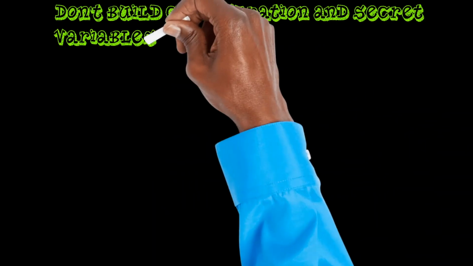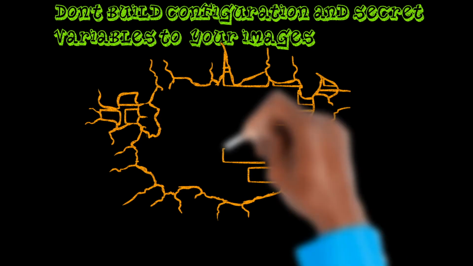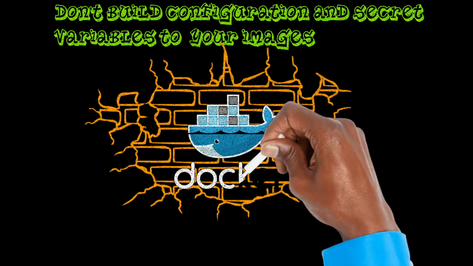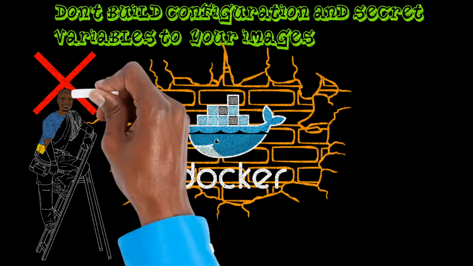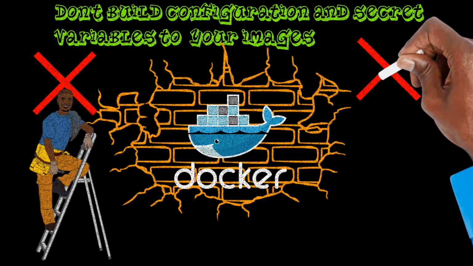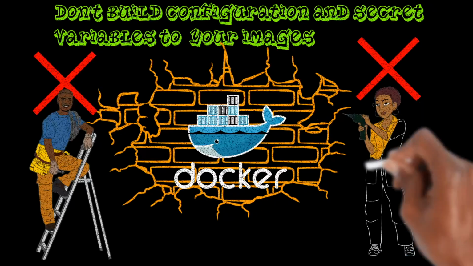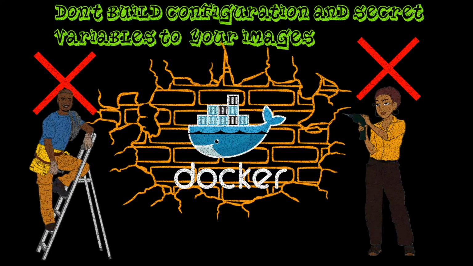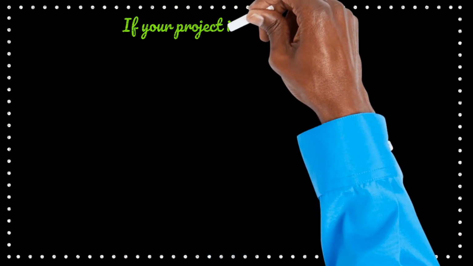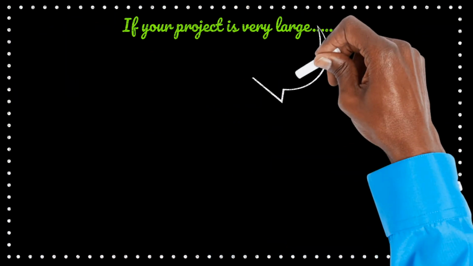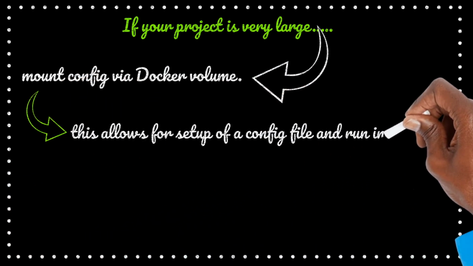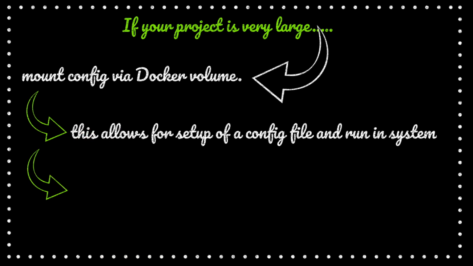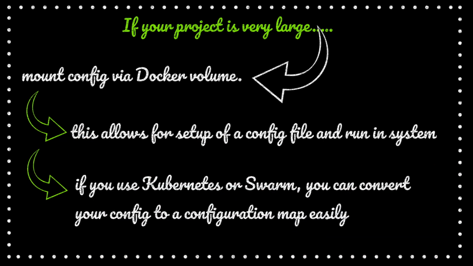Best practice number 7. Don't build configuration and secret environment variables into your images. Never build your project environment variables and secret credentials or configuration into your Docker image. Building your images with these credentials poses a security risk, since they will be stored in one of your image layers, and thus anyone pulling the image will be able to see these credentials. If your project has a very large and complex configuration, you can mount a configuration file via a Docker volume. This will allow you to set up a configuration file and run it on your system. And if you need to move to an orchestration system such as Kubernetes or Swarm, you can convert your configuration into a configuration map easily.